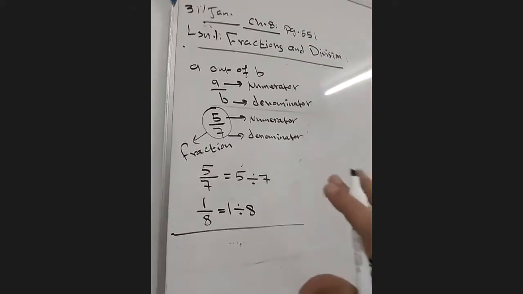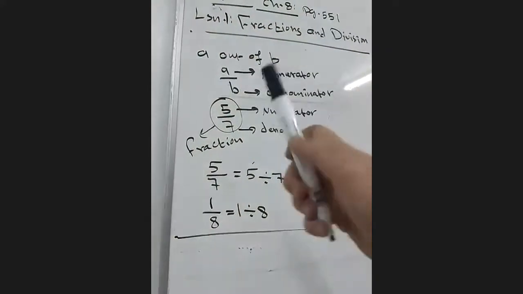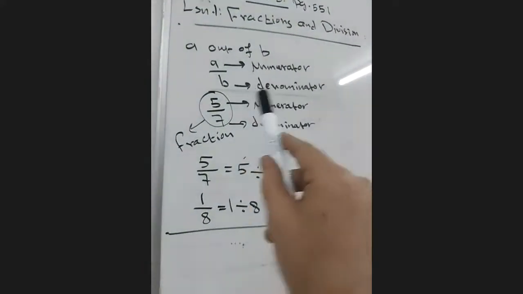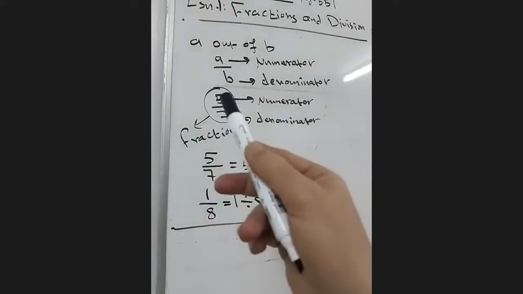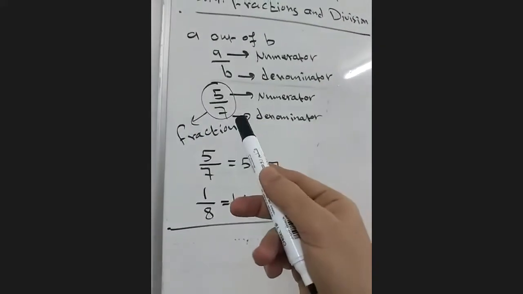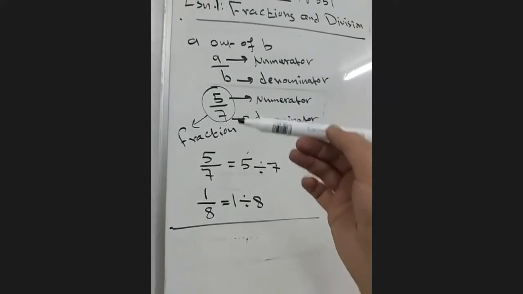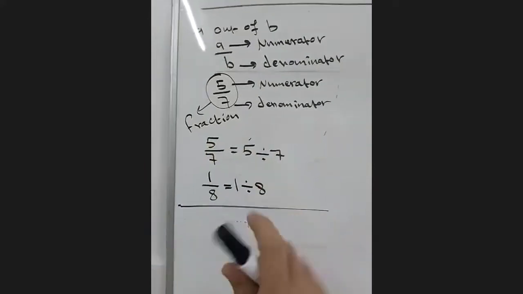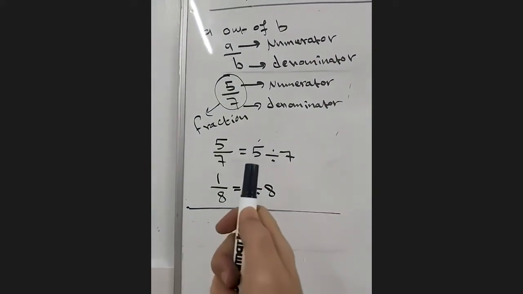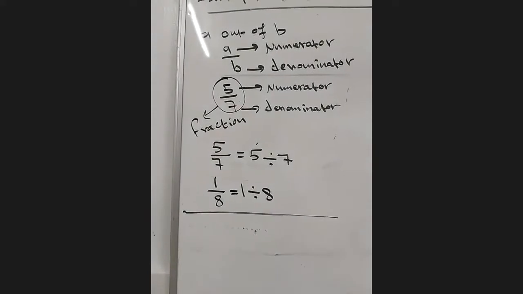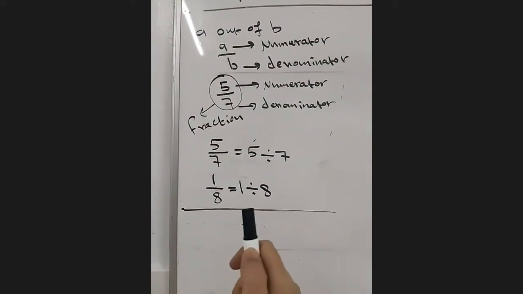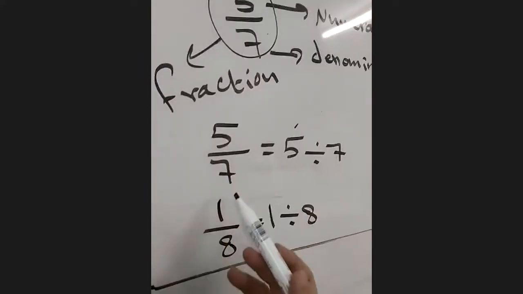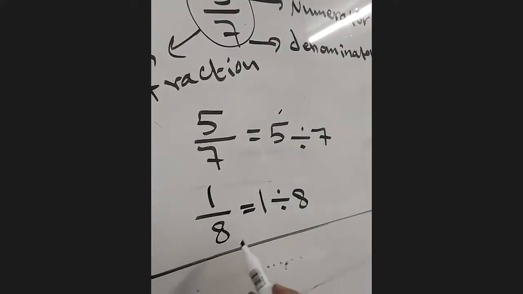This is the introduction. Again, the form of the fraction is A over B, the upper number numerator, the lower number denominator. We read it as 5 over 7 or 5 out of 7, but 5 over 7 is more common. To turn a fraction into division, 5 over 7 is the same as 5 divided by 7. 1 over 8 is 1 divided by 8. Here the 5 is less than 7, and 1 is less than 8, so leave them.